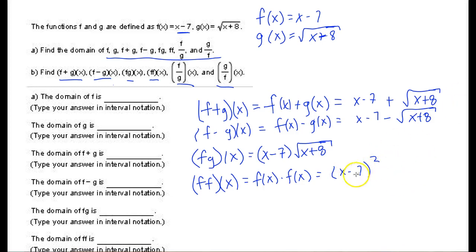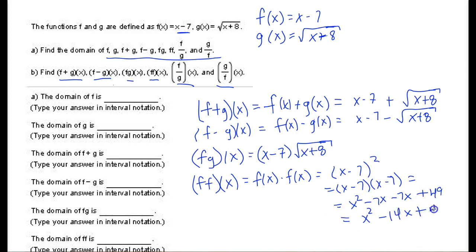So for those of you that actually want to FOIL this out, it would be x minus 7 times x minus 7, which here x times x is x squared. X times negative 7 is negative 7x. And negative 7 times x is a negative 7x. And negative 7 times negative 7 is positive 49. And that will end up being x squared minus 14x plus 49.